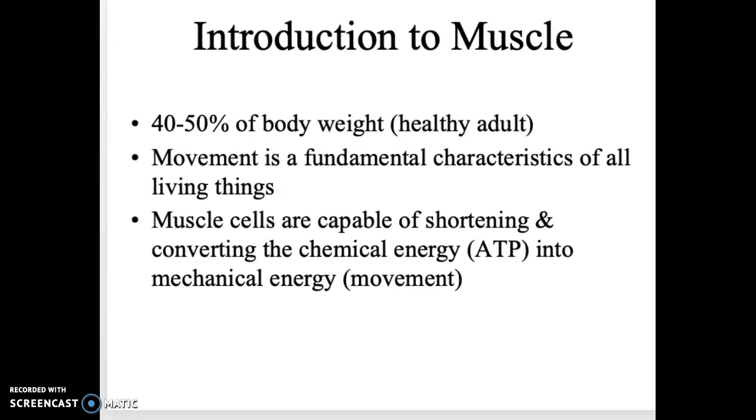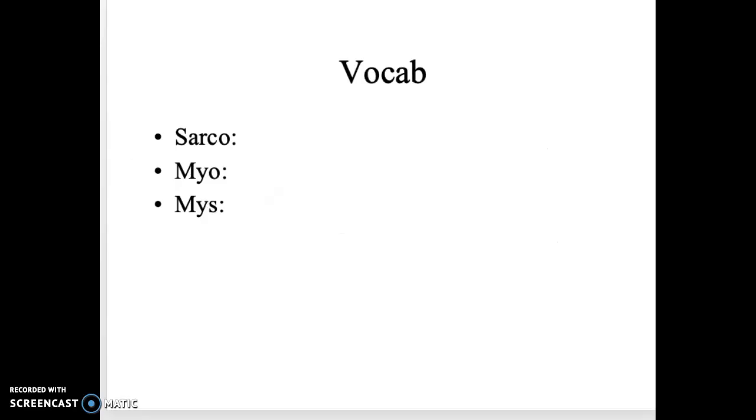So muscle makes up about 40 to 50% of a healthy adult's body weight. We need it in order to have movement. We need movement in order to get energy, in terms of food, and for lots of other purposes. Muscles take ATP, which is chemical energy, and transform it into mechanical energy, which is movement. So these are a few root words for you to look up on your own time.